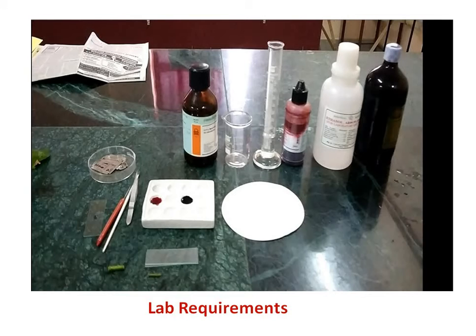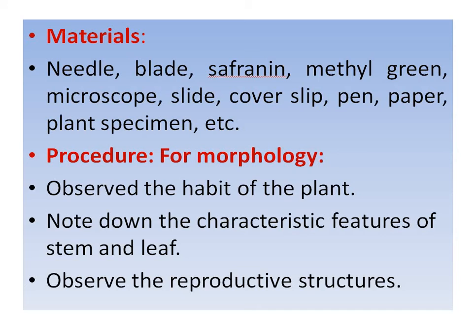For the morphological as well as anatomical study in the laboratory, we need some materials, such as needle, blade, safranin, methyl green, microscope, slide, cover slip, pen, paper, plant specimen, etc. So these are the things we need for the analysis.